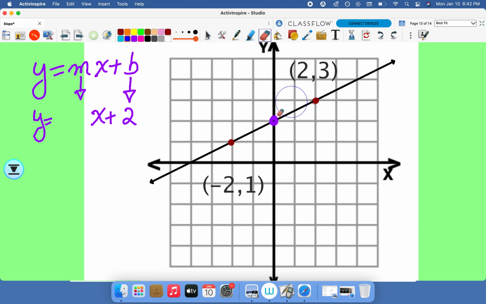In order to figure that out, I can use any 2 points. So I have -2 and 1, which is this point. I have 2 and 3. I also have this point, which in this case is 0 and 2. So I have 3 points. Pick 2 of them, any 2, and plug it in here.